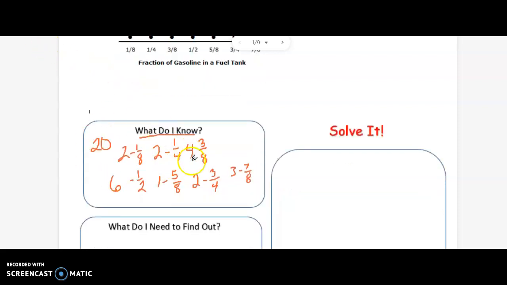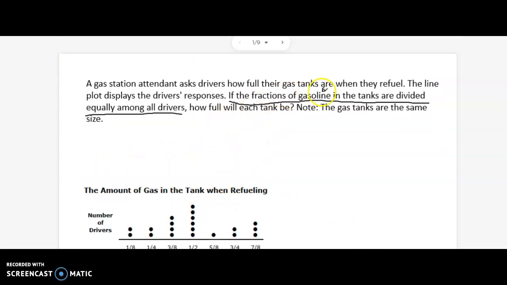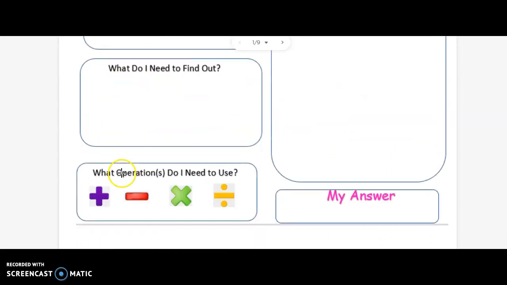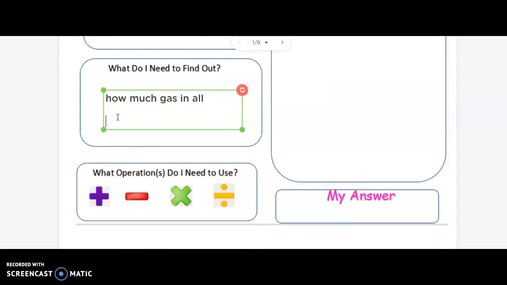So here's what we know. What do I need to find out? Well, we need to find out how much gas we have in all, right? And then we need to divide it among all of the drivers. So I'm going to put that down. How much gas? And then we need to divide by all of the drivers.